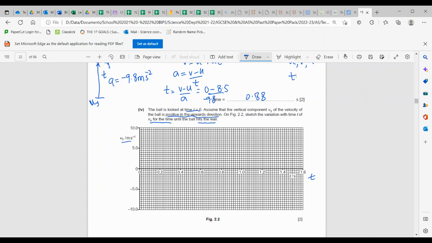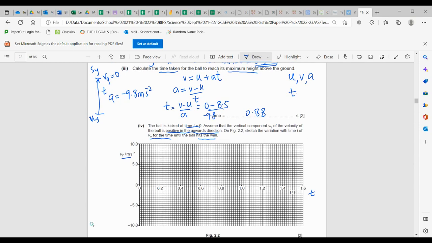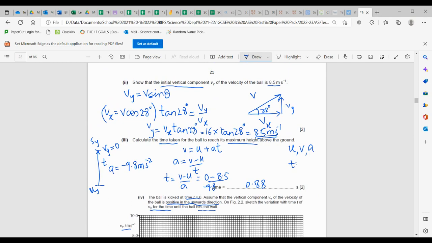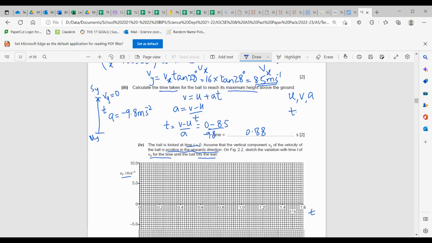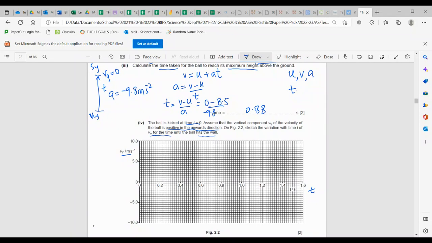Now, the question is telling us that the Vy, the vertical component of the velocity, will be positive in the upwards direction. Vertical component of the velocity will be positive when the ball is going in the upward direction. And when it falls down, it will be negative. So let's quickly think of the values that we have just calculated. We calculated previously that the ball starts to move with an initial vertical velocity of 8.5 meter per second. So our graph will start from time t equals 0 and Vy equals 8.5.